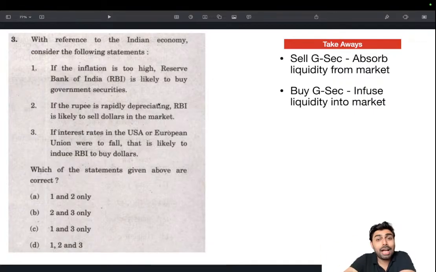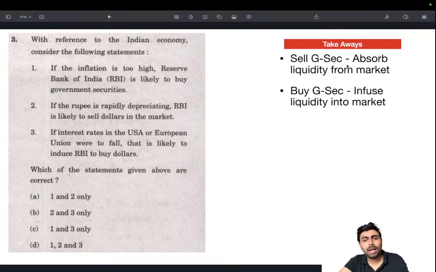On the other hand, if RBI is buying the government security from those who are holding it, then RBI has to give something in return. Obviously, that will be the bond amount or the maturity amount, and RBI will be giving the money. So buying of government security means infusing money, and selling of government security means taking money. So, basic thing.